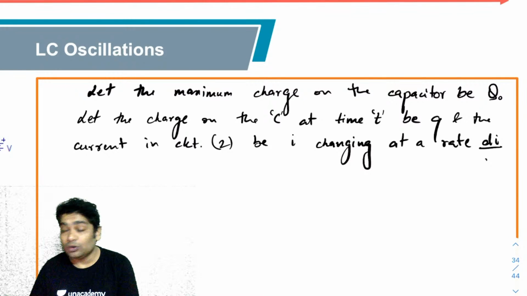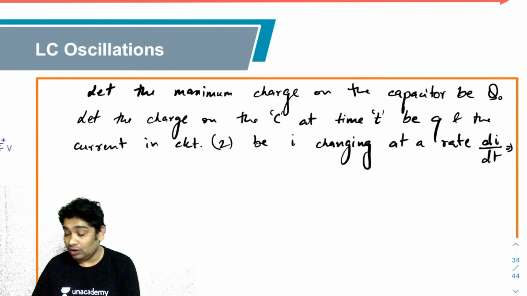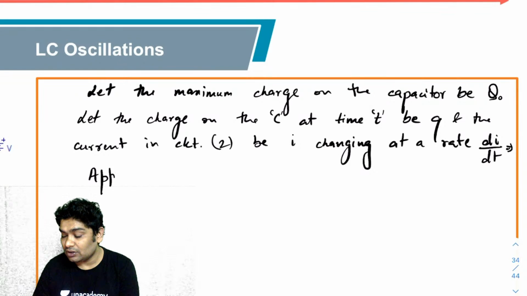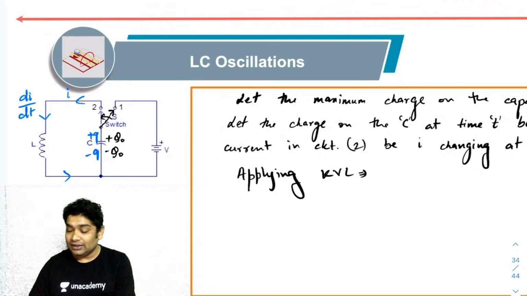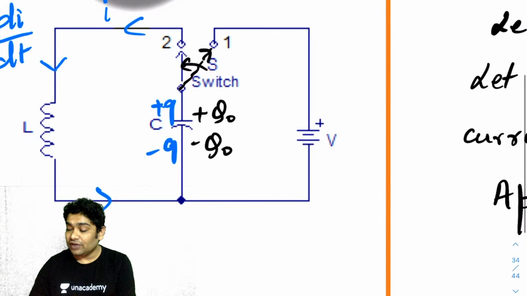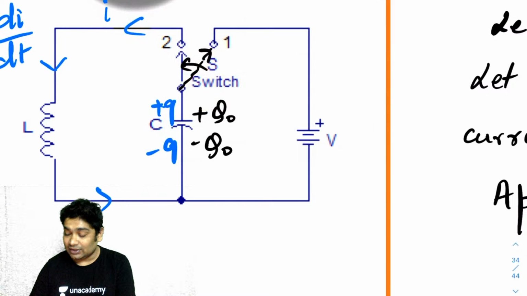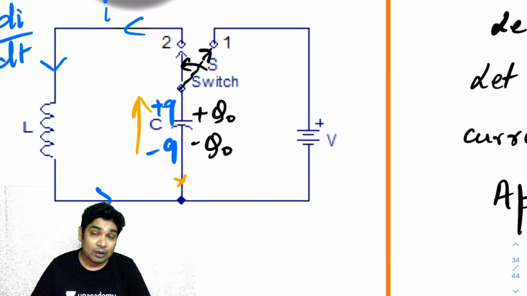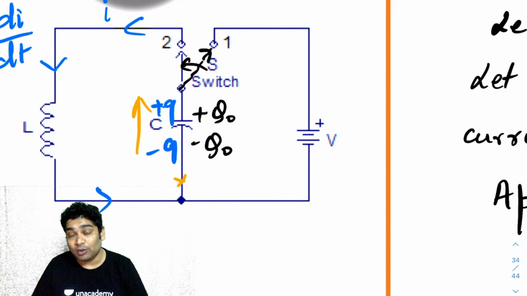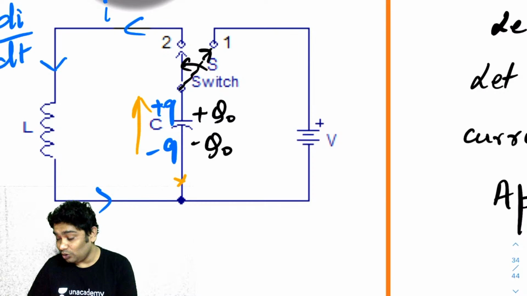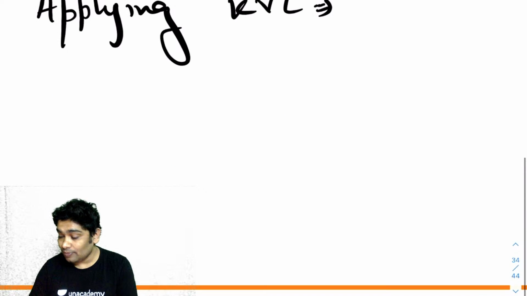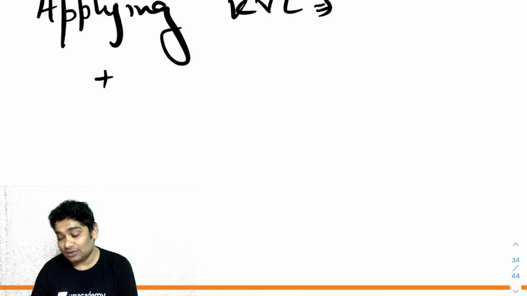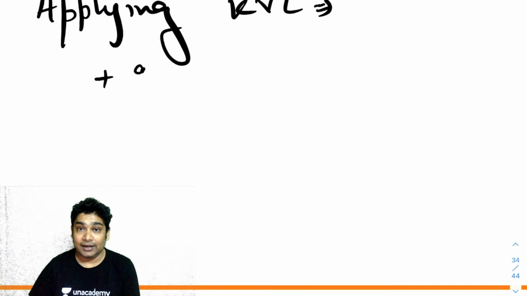Now all I need to do is apply KVL. Let's see what applying KVL tells me. Look at this circuit number 2. First, we are going to cross the capacitor, and let's get started from here. So I am crossing the capacitor from its negative plate to its positive plate. What is the change in potential? It will be plus q over C.